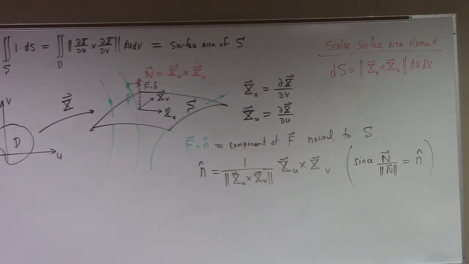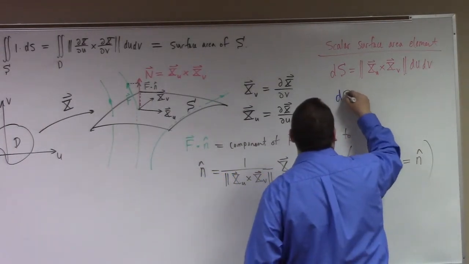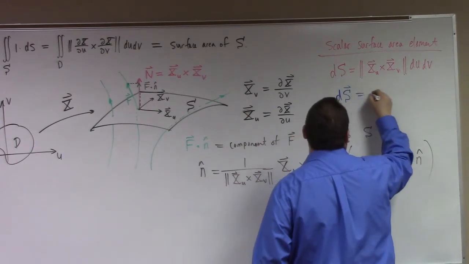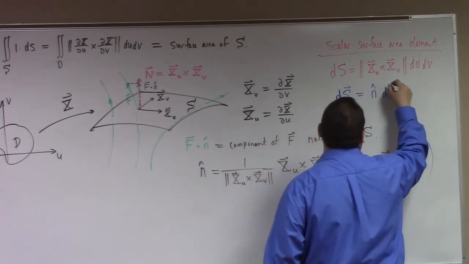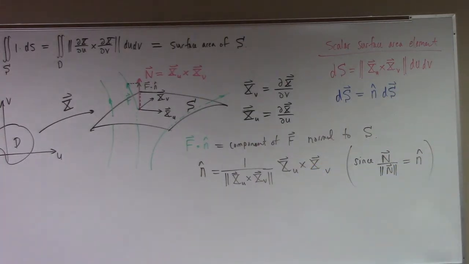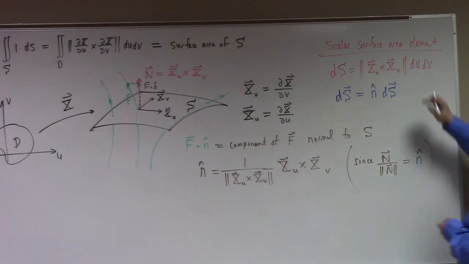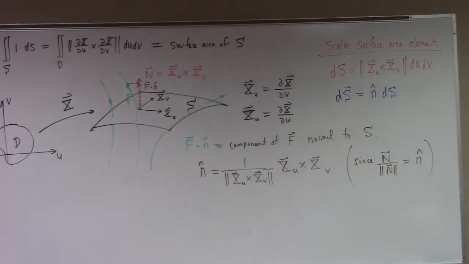So people also like to talk about the vector area element, right? And so what do you think that is? dS vector, well, that's nothing more than n hat dS. Oh, sorry, circular. The dS is right here. In other words, dS vector is nothing more than what?